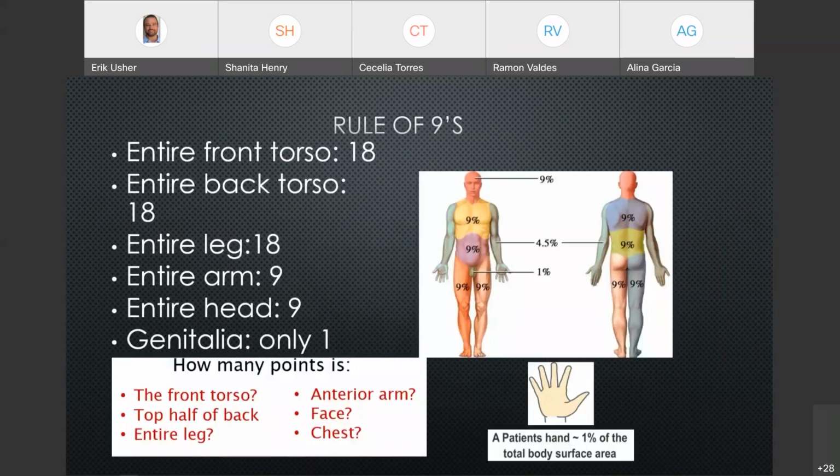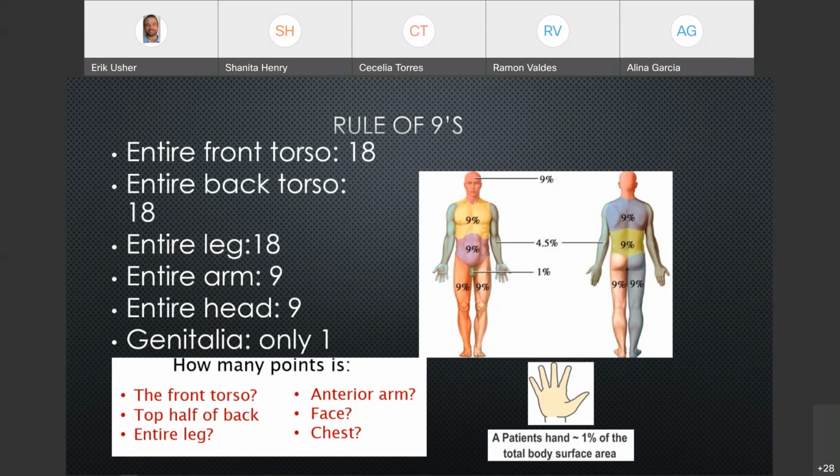So the rule of nines is much like lab values. There's some things that you can learn through nursing and through experience, and some things you just have to memorize. And that's where this falls in. So the rule of nines here, the entire front and back torso is 18%. And again, when you look at that picture, think the upper part, 9%, lower part, 9%. Same on the back, 9 and 9. But the entire back is 18%.